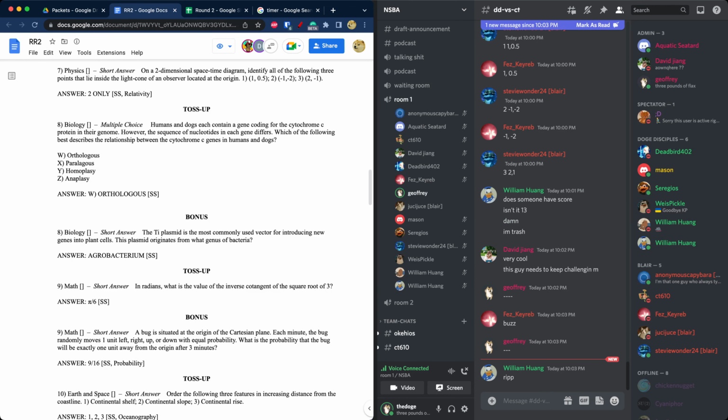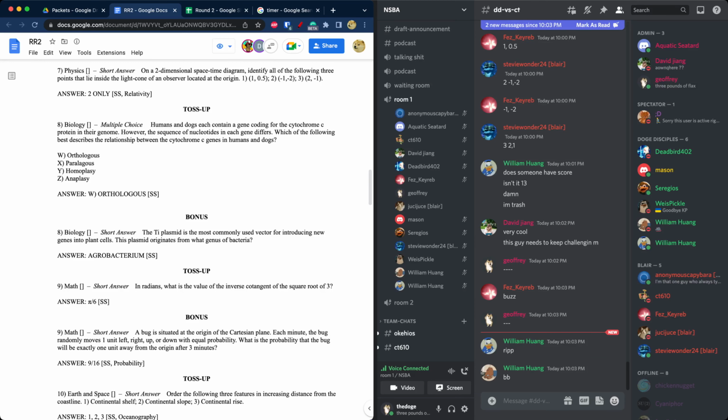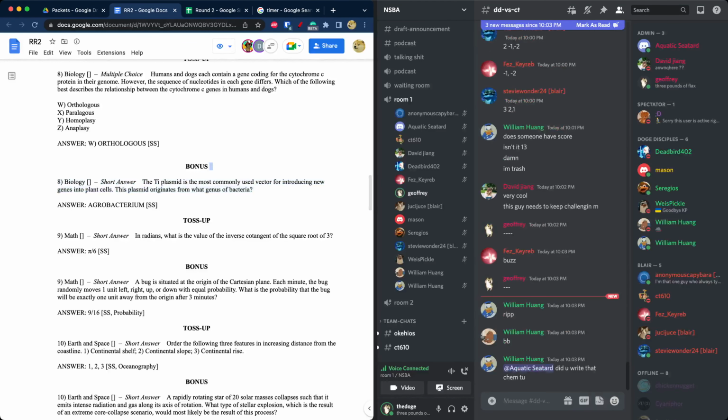Toss up biology multiple choice. Humans and dogs each contain a gene coding for the cytochrome C protein in their genome. However, the sequence of nucleotides in each gene differs. Which of the following best describes the relationship between the cytochrome C genes in humans and dogs? W. Orthologous. X. Paralogous. Y. Homoplasy. Z. Anaplasy. W. That's correct.